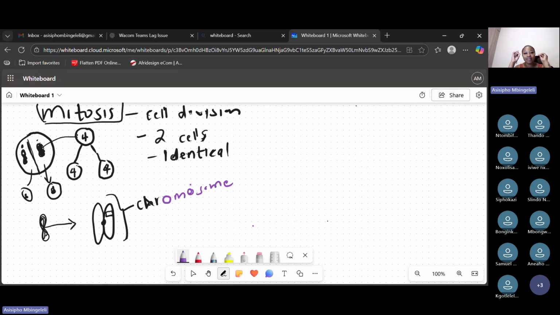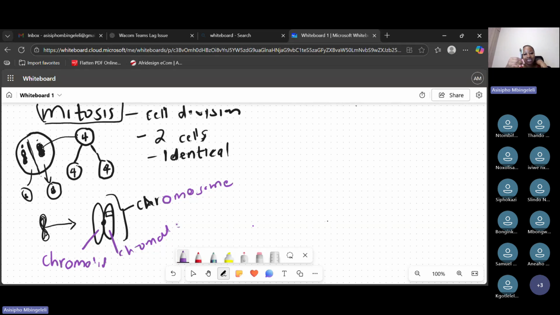So a chromosome is made up of a chromatid. Two words here. A chromosome is made up of a chromatid, but if we're to look at this particular chromosome, this is a chromatid and this is a chromatid. So what you have here is a chromatid. C-H-R-O-M-A-T-I-D. That is a chromatid. The same thing over here is also called a chromatid. That means a full chromosome is made up of two chromatids.